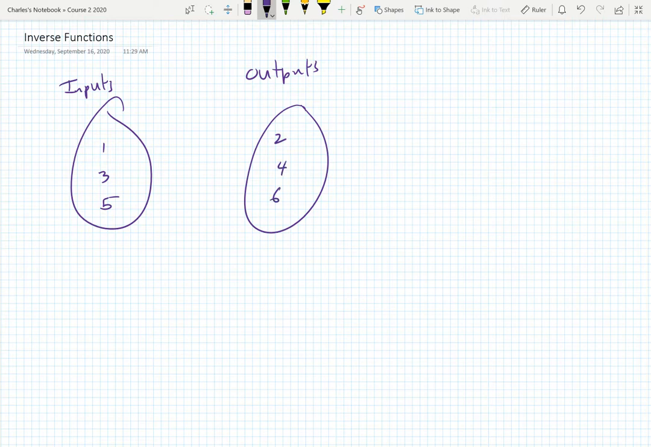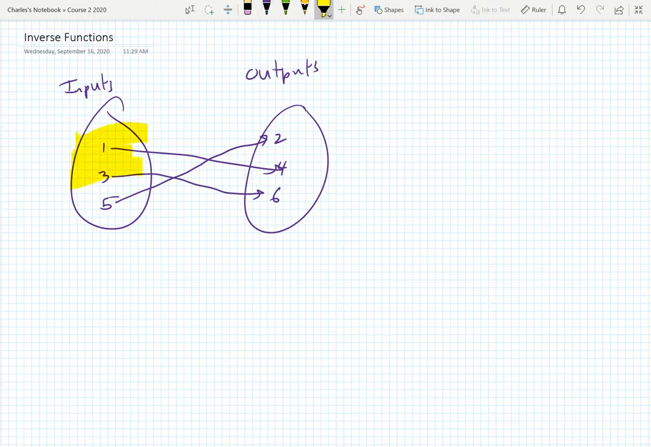So I could have, it takes 1 in and it spits out a 4, and it takes 3 in and it spits out a 6, and it takes 5 in and it spits out a 2. And that would be an example of a function. It's a rule that assigns for everything that's in the input, one and only one output.